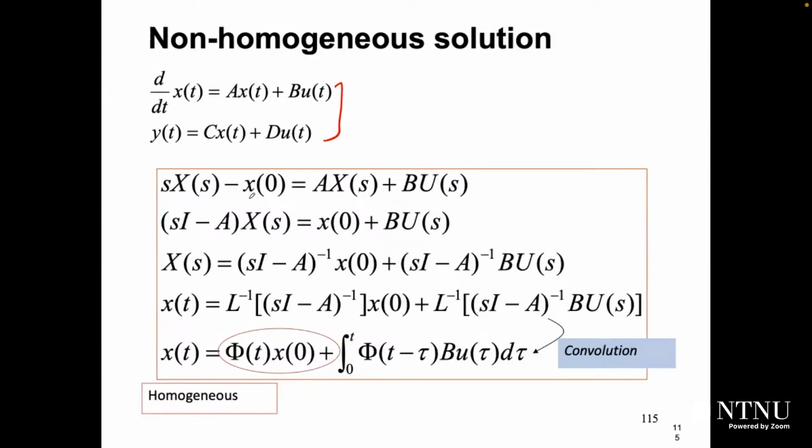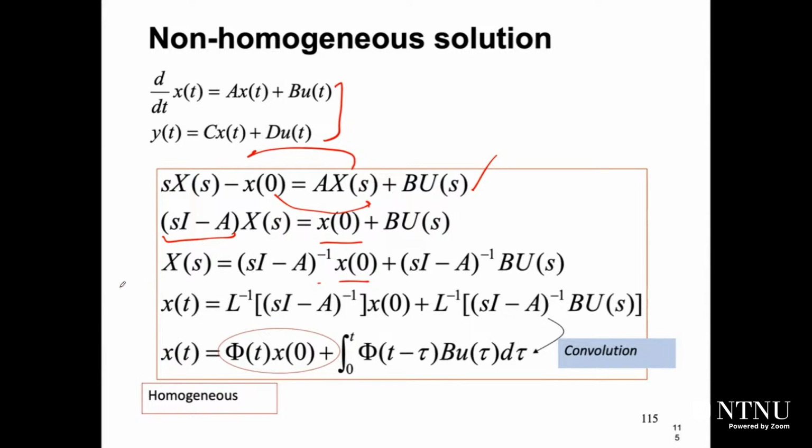So it will be sX(s) minus x0 equal AX(s) plus Bu(s). This one will go to the other side, and this one will go to the right-hand side. So it will be (sI minus A) multiplied by X(s) equal x0 plus Bu(s). Multiply both sides from the left by the inverse. So X(s) will be (sI minus A) inverse multiplied by x(0) plus (sI minus A) inverse multiplied by Bu(s).